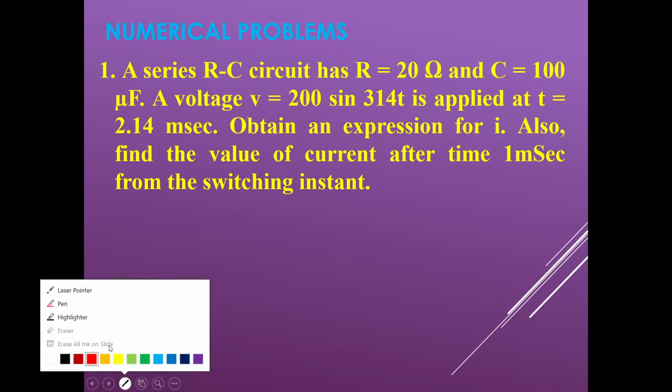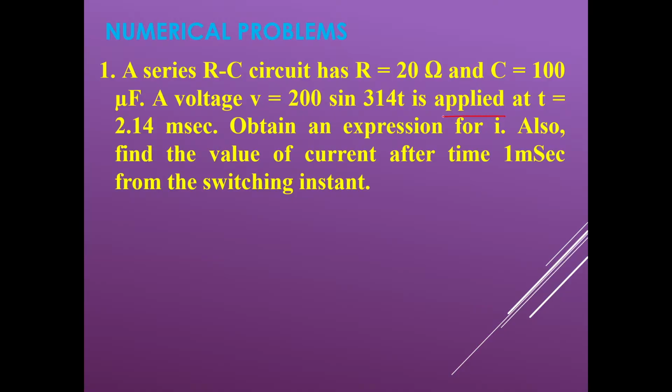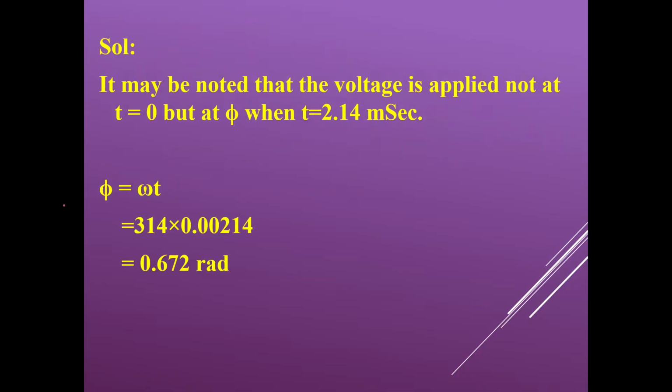We have to determine the current value, and also find the value of current after 1 millisecond. So after 1 millisecond, we have to determine the current, and we also have to determine the current at t equal to 2.14 milliseconds. Now let us see the solution for that numerical problem.